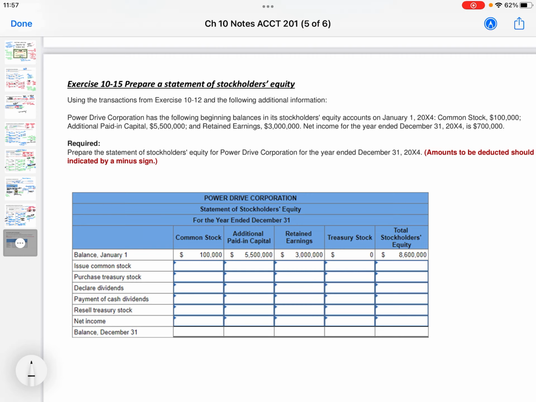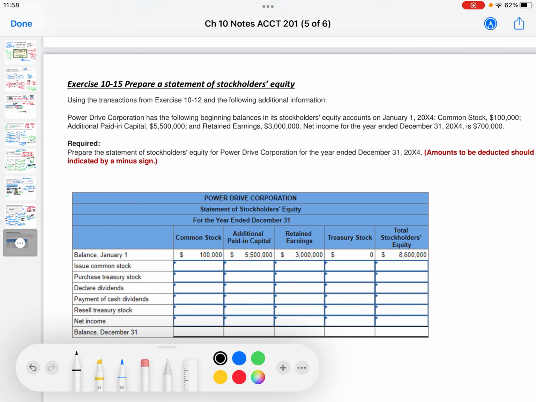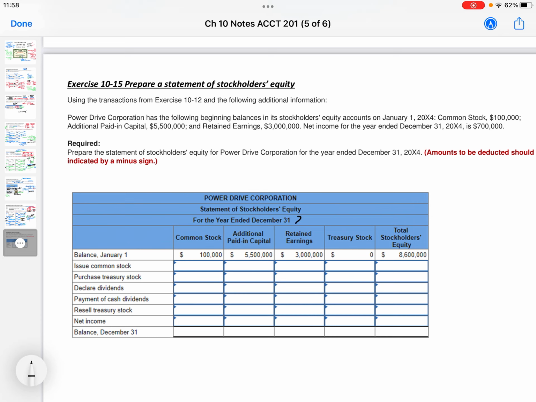Okay, so what I have is Power Drive Corporation, and these are the journal entries that we just did. So same company we just did, we are actually putting these journal entries in the proper column. Do you remember the statement of equity that we used to do, way long time ago in chapter 1? Chapters 1, 2, and 3? We had 2 columns and then a total. We had common stock and retained earnings. Now we're going to have common, maybe preferred, and PIK, of course.